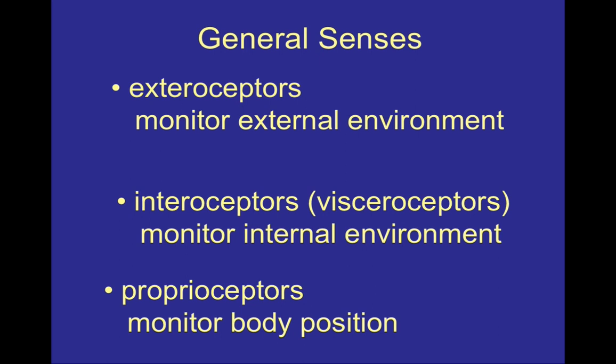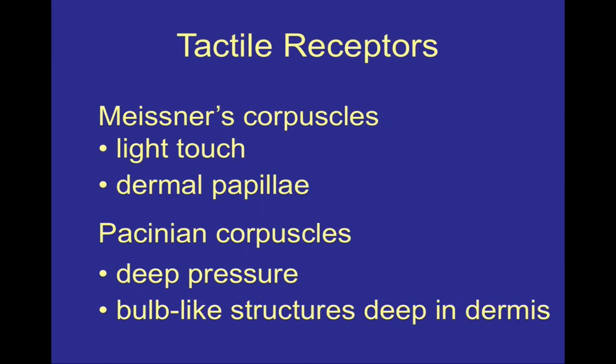So we're going to go on and elaborate on a couple types of exteroceptors that we have in the skin. Two tactile receptors that we will specifically find in the layer of the skin known as the dermis are the Meissner's corpuscles and the Pacinian corpuscles. Tactile receptors are touch receptors.